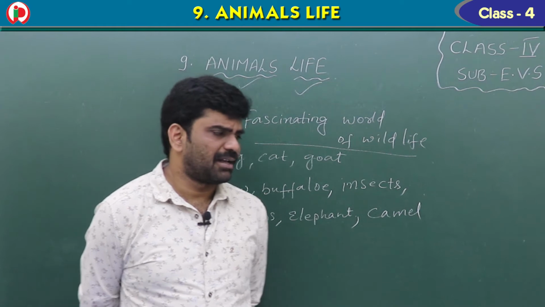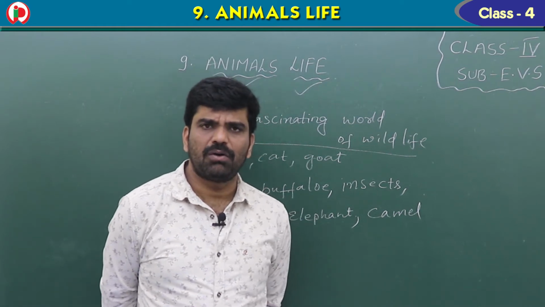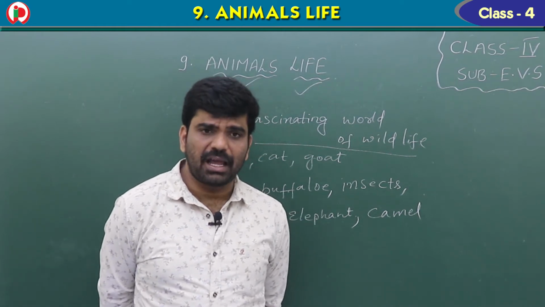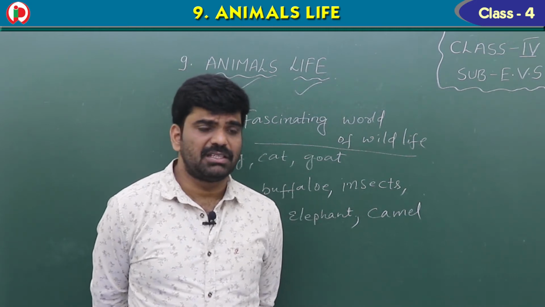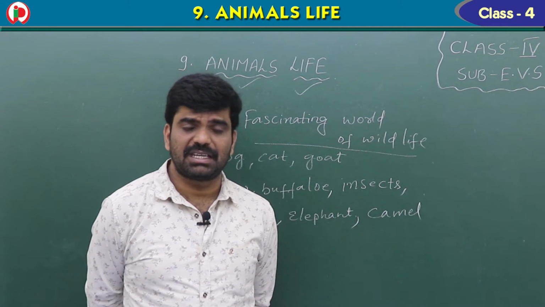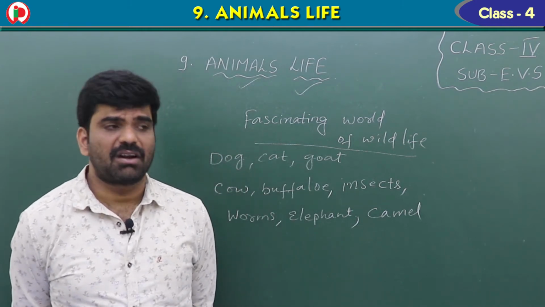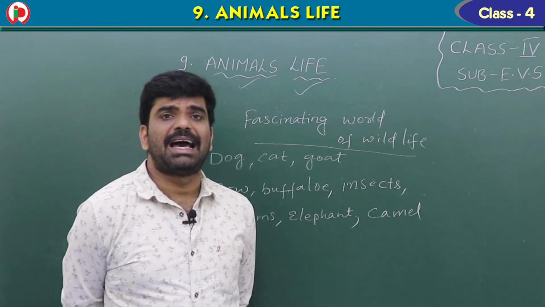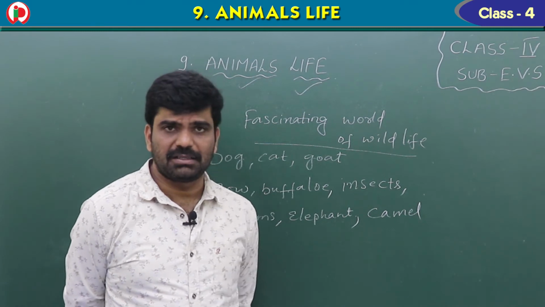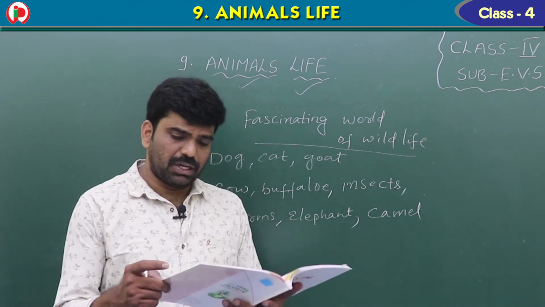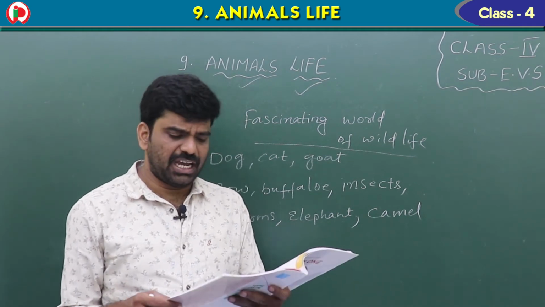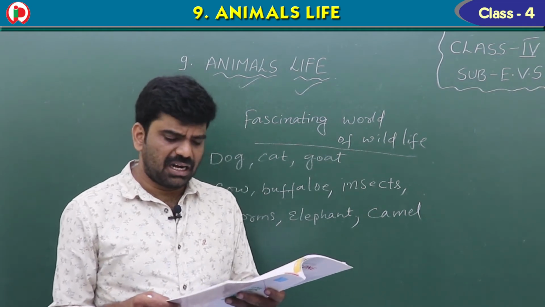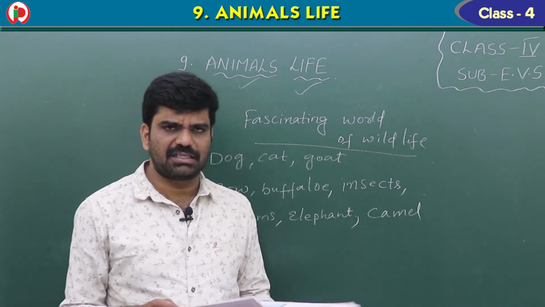the animals like hippo, rhino, tiger, lion, okay, giraffe or zebra. These animals are not domesticated. These animals are not the pet animals of human beings. Understand? So here, animals of all sizes, shapes and colors live in all kinds of places.